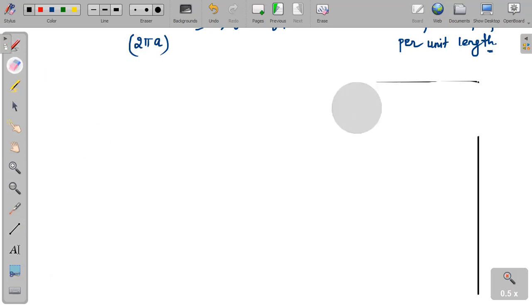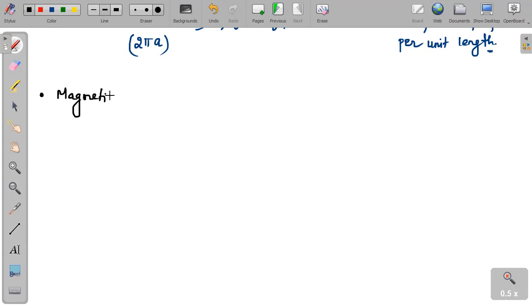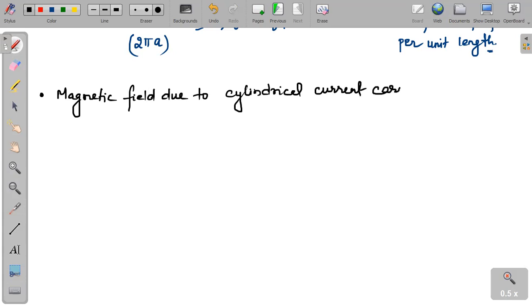Special references. Magnetic field due to cylindrical current carrying wire.